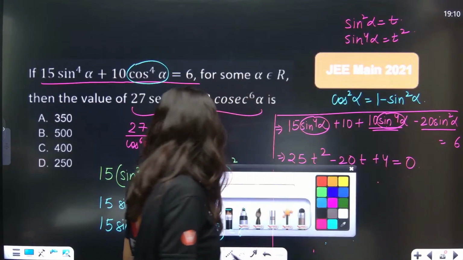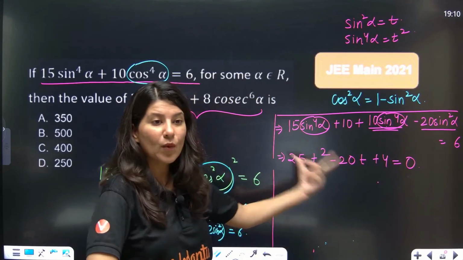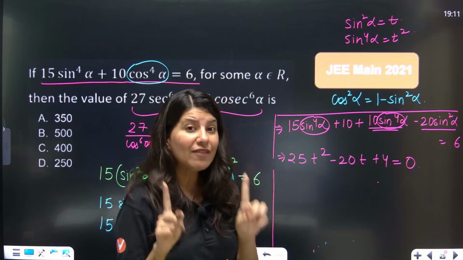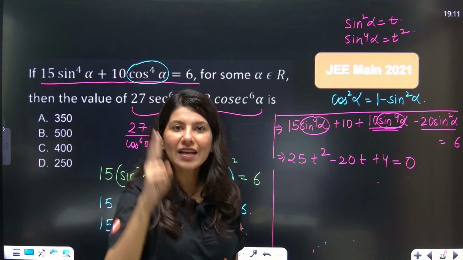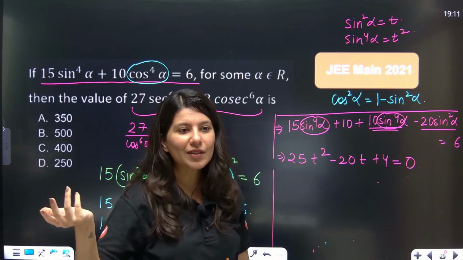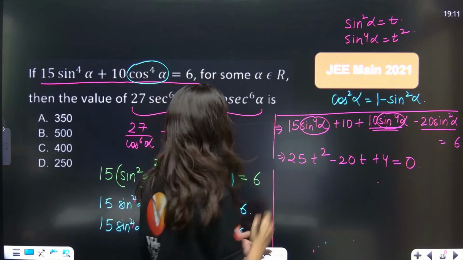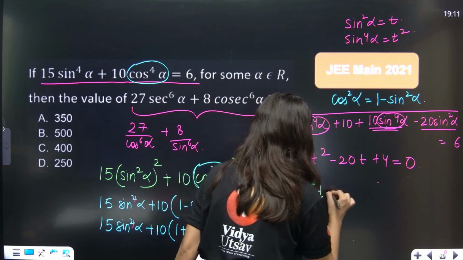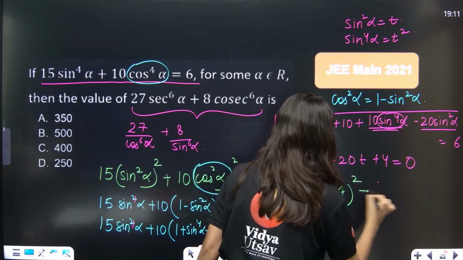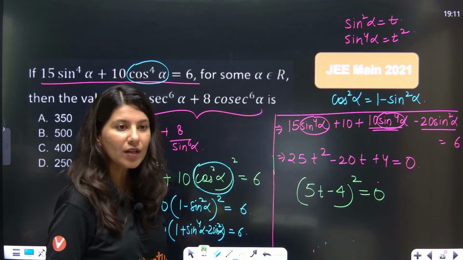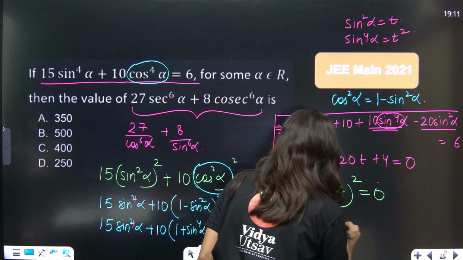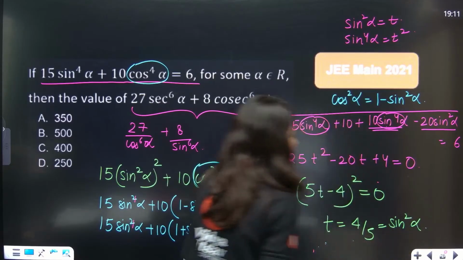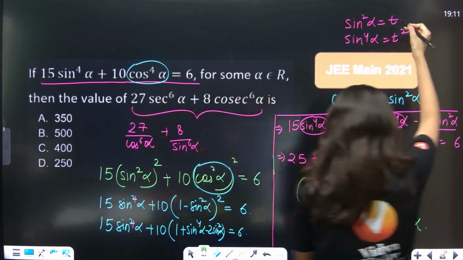Can you see? A basic quadratic equation in terms of t is getting formed. And in fact, if you have observation skill, if you have that JEE aspirant eye, you recognize that this is a perfect square. 5t minus 4 whole square is written over here, in such a way that t becomes 4 by 5. t is nothing but sine square alpha. Sine square alpha is becoming 4 by 5.